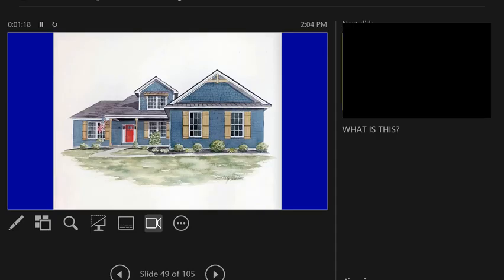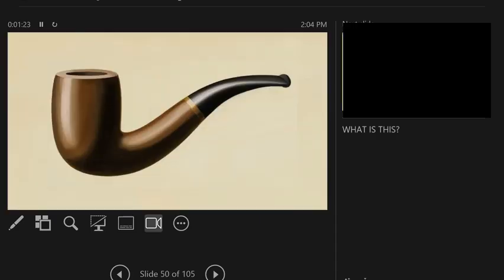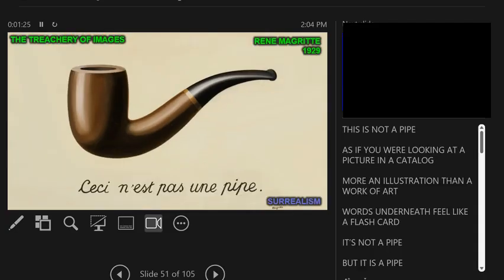All right. On a lighter note, what is this? An apple, right. What is this? A dog. What is this? A hand, yes. What is this? A house, right. What is this? Pipe. Can anybody read French? Not the pipe. This is not a pipe.